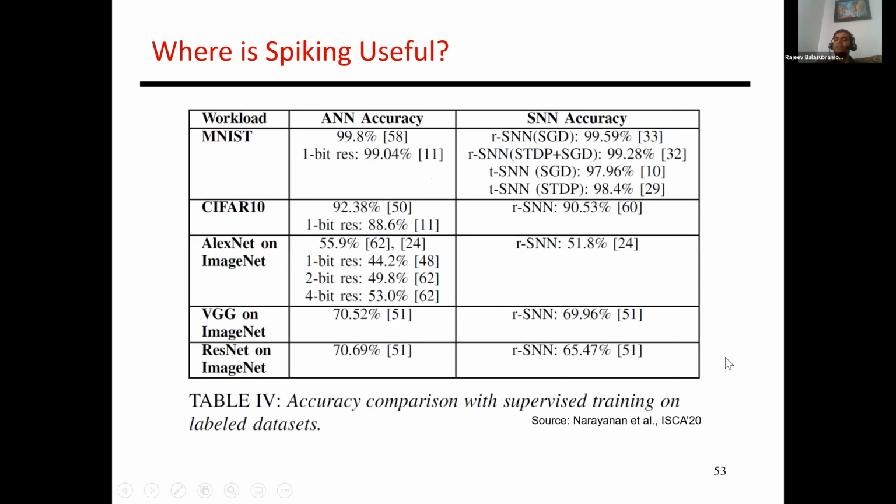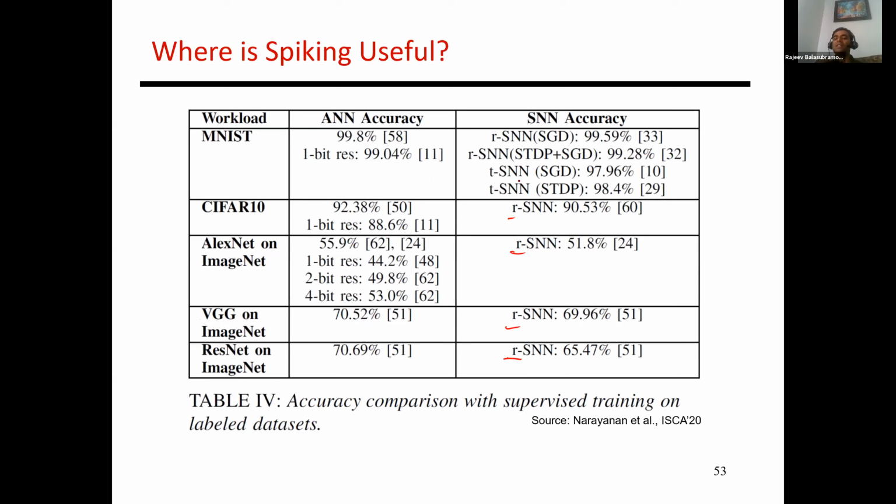hardware features, right? And so this table gives you a comparison of ANN and SNN accuracy. You'll see that most studies look at rate-coded SNNs, right? So they're all RSNNs. And with RSNNs, you can come relatively close to a state-of-the-art ANN.